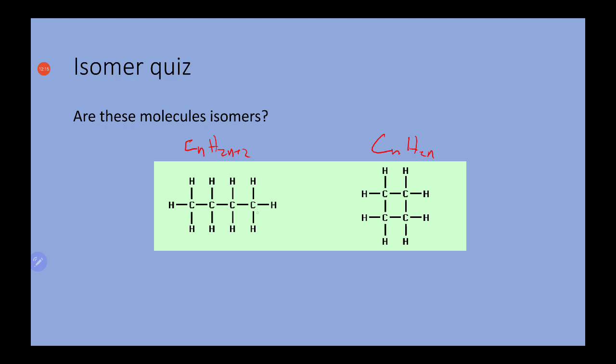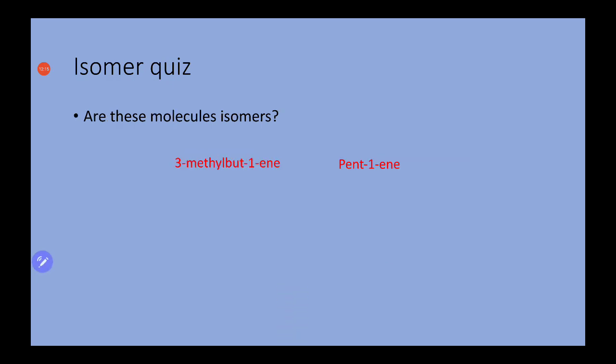Let's double check it. We've got 4 carbons, C4, and we've got 10 hydrogens, H10 over here, and here we've got 4 carbons, C4H8, 8 hydrogens. So their molecular formulas are different as well as the structural formulas, so they can't be isomers. Okay, last one, a little bit more difficult. Let's give it a go.